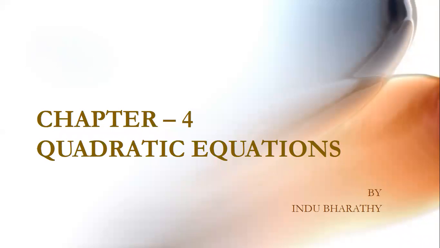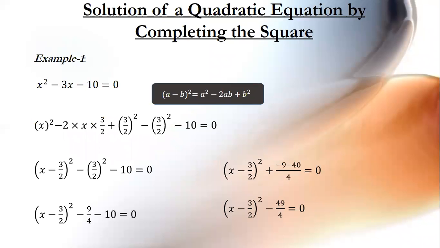Good morning. In this video, we are going to continue with chapter 4, quadratic equations. Now we are going to see the solution of a quadratic equation by the completing the square method. For this method, let us consider an example first. x square minus 3x minus 10 is equal to 0.